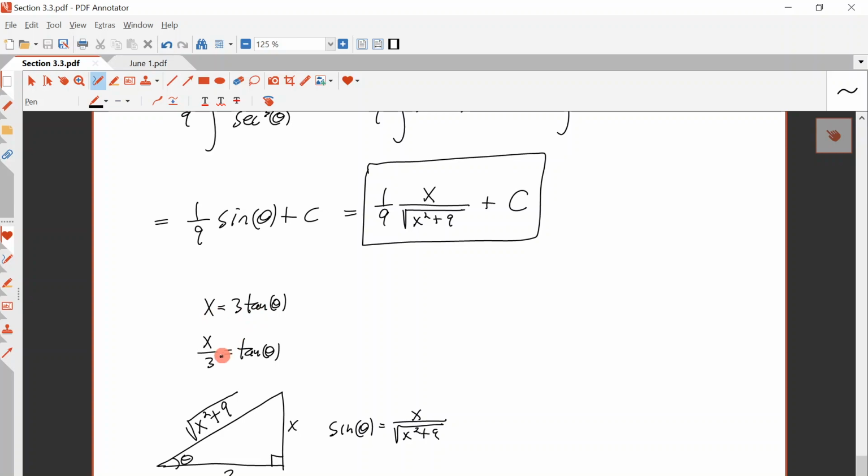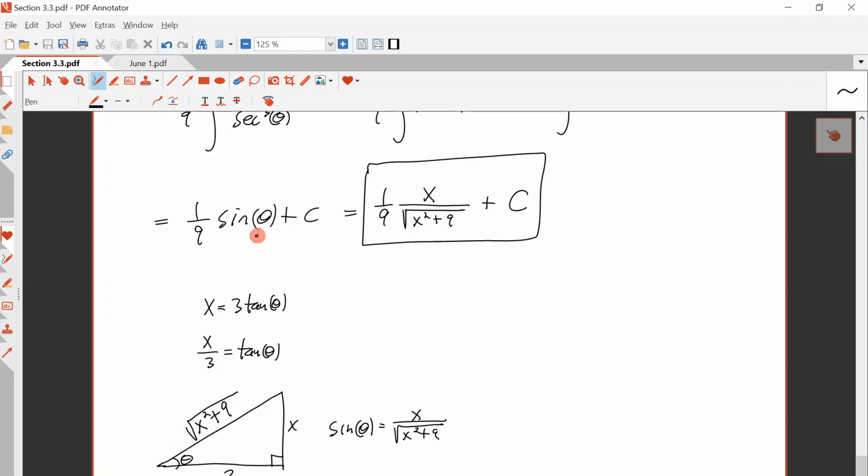x is 3 tangent theta. Write it as a ratio, right? And then use that SOHCAHTOA right triangle stuff. The tangent of theta is the length of the opposite side to the theta over the adjacent side to the theta. And then find the length of the third side with the Pythagorean theorem.